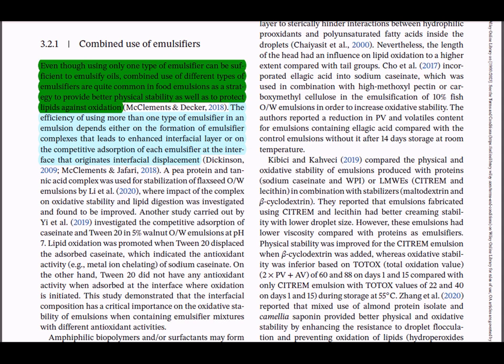Even though using only one type of emulsifier can be sufficient to emulsify oils, the combined use of different types of emulsifiers is quite common in food emulsions as a strategy to provide better physical stability as well as to protect lipids against oxidation. The efficiency of using more than one type of emulsifier in an emulsion depends either on the formation of emulsifier complexes that leads to an enhanced interfacial layer, or on the competitive adsorption of each emulsifier at the interface that originates interfacial displacement.